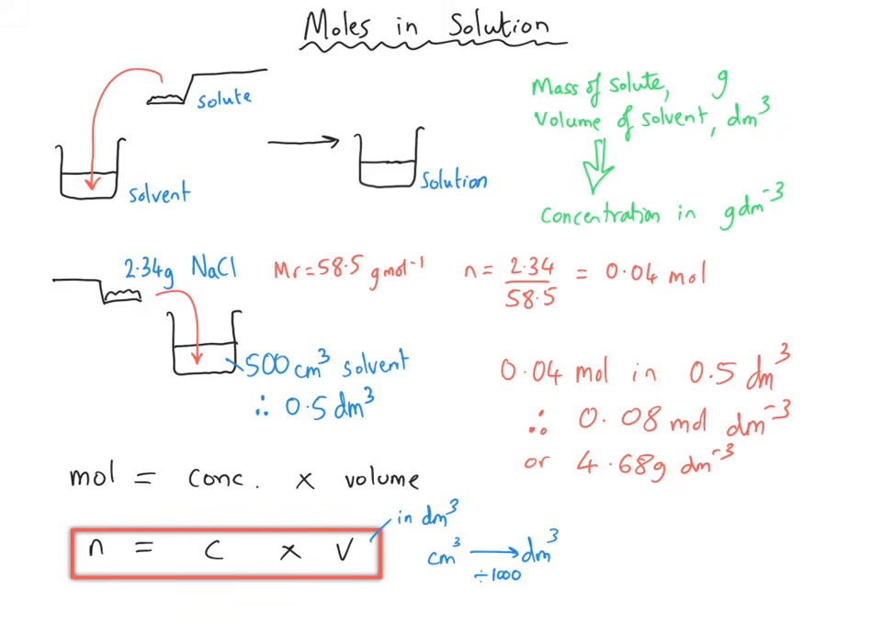And I know people like to have formula triangles to rearrange this equation. So N is moles, and that's on the top of the triangle, and concentration times by volume is on the bottom. So you cover up the bit that you're interested in, and what you're left with is the calculation that you do.